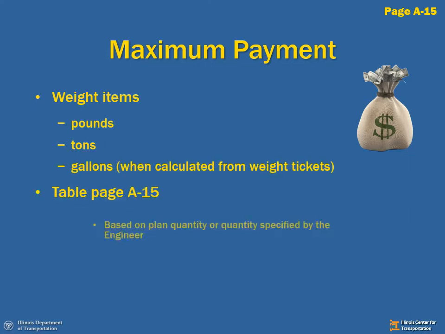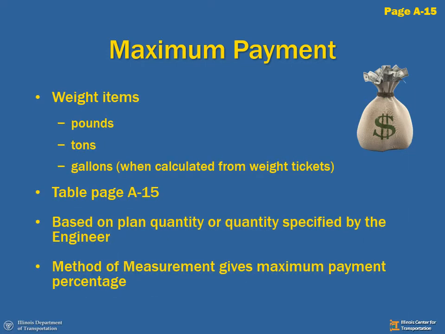Maximum payment. Maximum payment is based on weight items, either paid by the pound, ton, or gallon when it's calculated from weight tickets. You can follow along on page A15 in the doc guide. Maximum payment is an incentive for the contractor to bring us 100% of the theoretical quantity that we believe we need. It is there to account for differences in density of compacted materials, irregular surfaces, in order to fill a volume with a certain amount of tonnage or pounds.